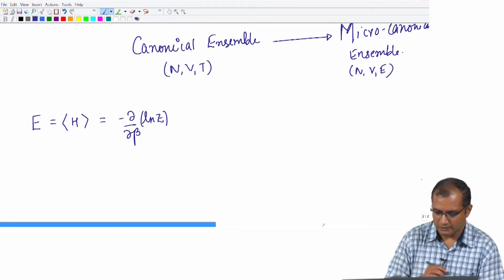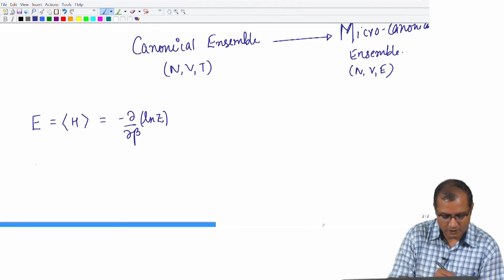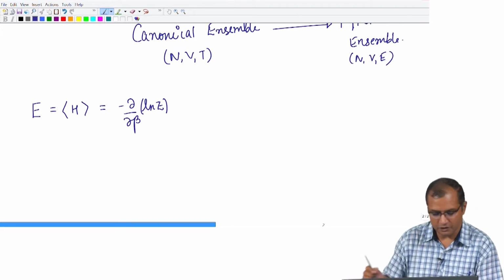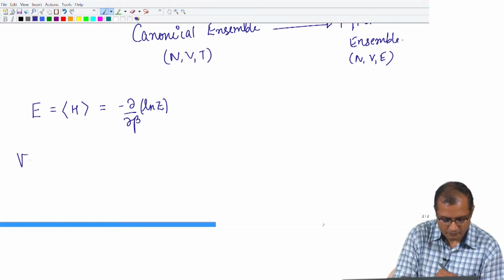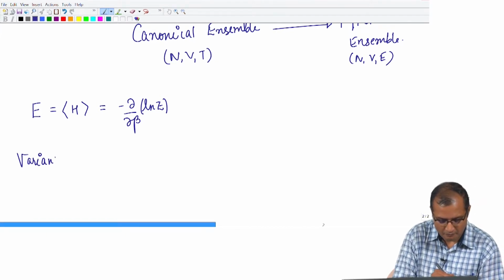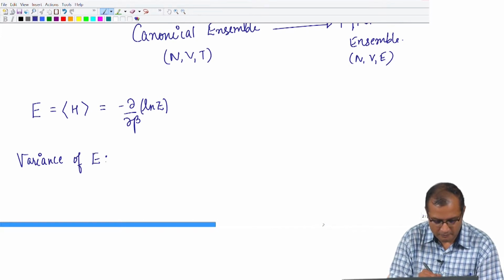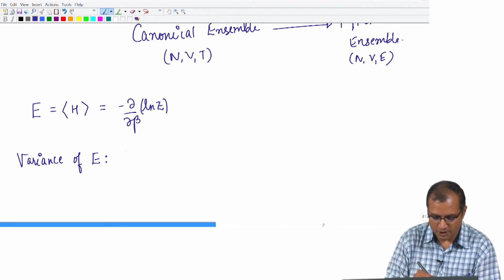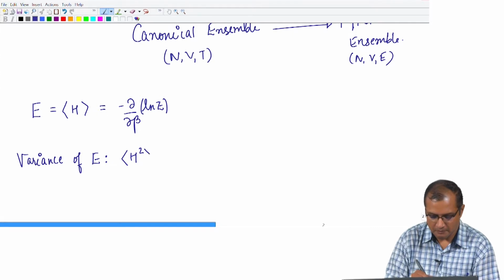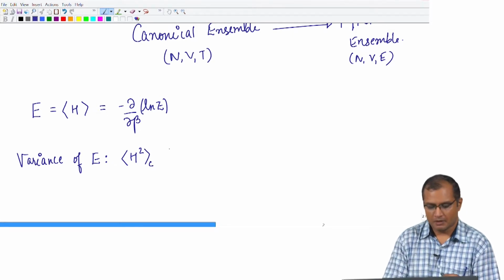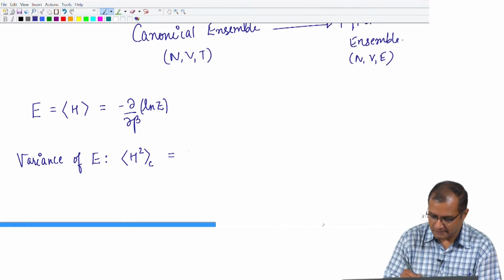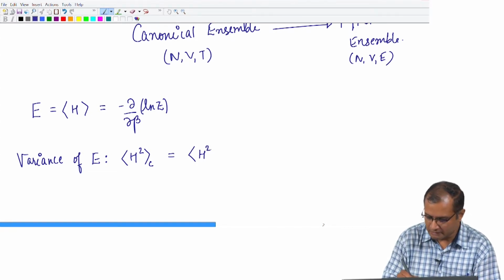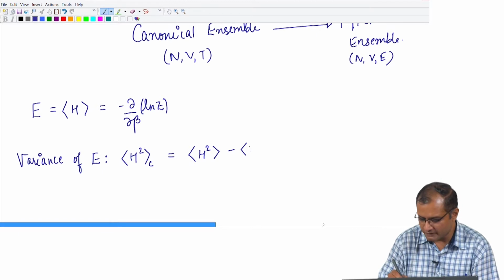We can also compute what is the variance or width of energy. The variance would be the second cumulant of the Hamiltonian. Now this is defined as the second moment minus square of the first moment.